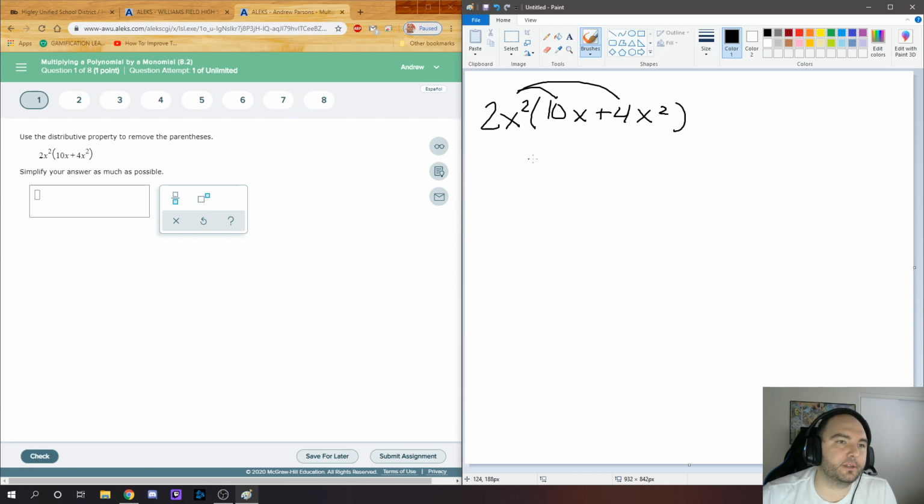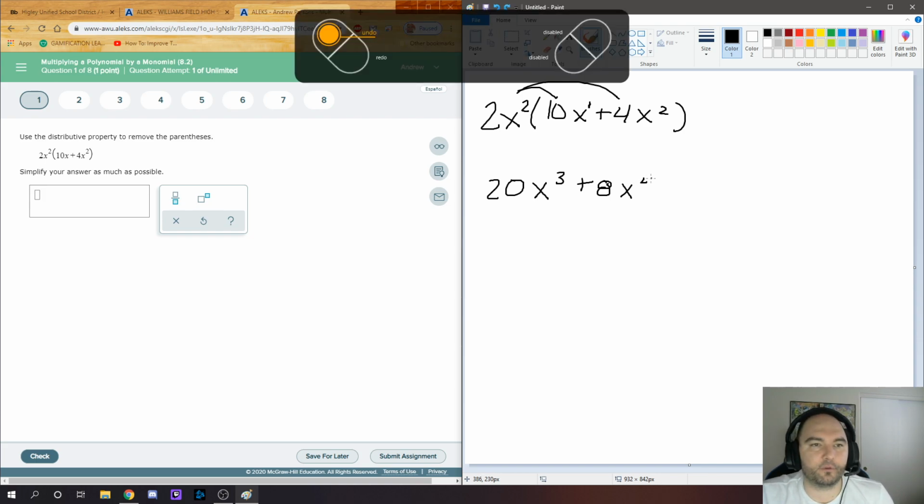So 2x squared and 10x makes 20. I did 2 times 10. X to the third, because this is x to the second, and this is technically x to the 1. So we add those to make x to the third. Then we do 2x squared and 4x squared, which makes 8x to the fourth. Please don't forget to add all of them.